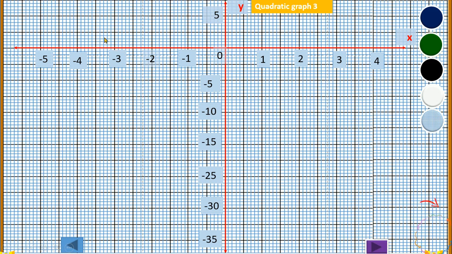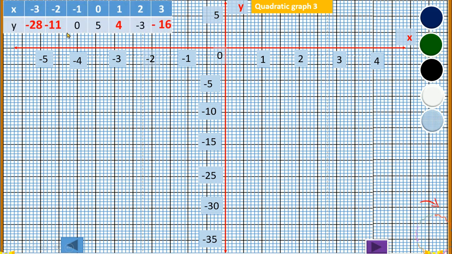Then we're now going to import the table, and then we'll start the plotting. When x is minus 3, y is minus 28. X is minus 3 here, so we move down. Y is minus 30 here. This is minus 29. This should be minus 28.